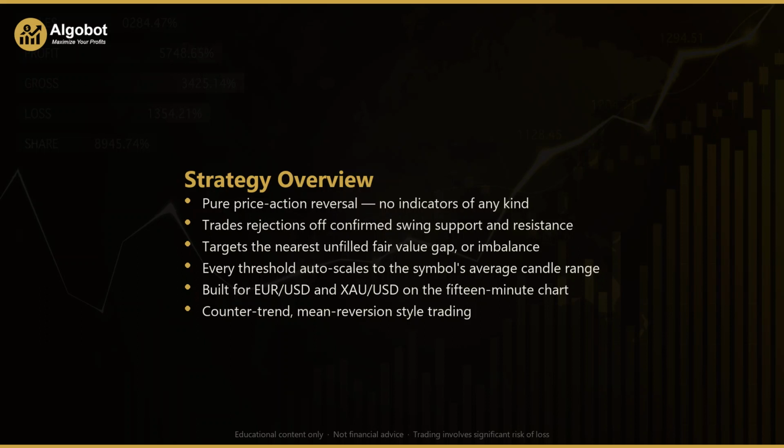Every threshold in the system, from the touch tolerance to the stop buffer to the minimum gap size, is scaled by the average candle range. That average is computed inline from raw highs and lows, so the strategy adapts to any symbol and any volatility without ever needing to know the point size. It was designed with euro to US dollar and gold on the 15-minute chart in mind, but it runs on whatever symbol and time frame the test selects.